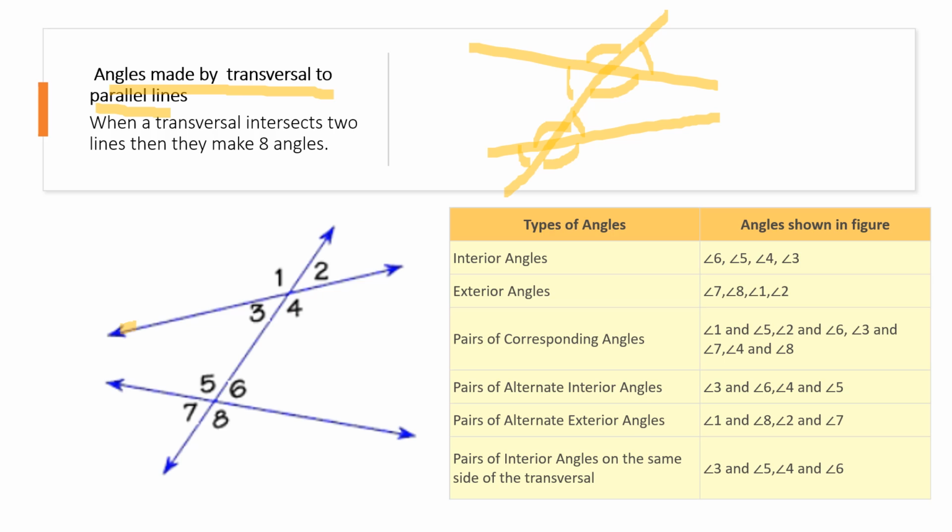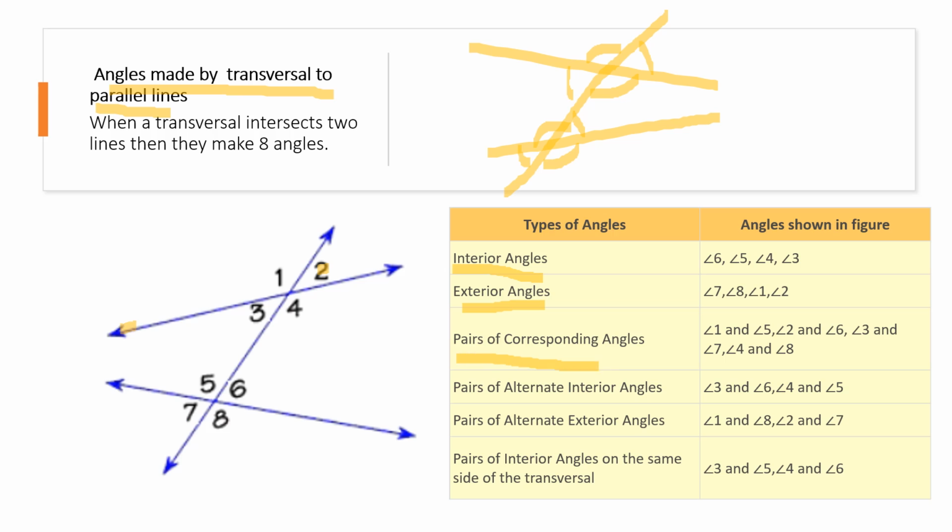Please look here. Now angles 6, 5, 4 and 3: as you can see they are all inside, so they are termed as interior angles. Clear? Same way your 1, 2, 7 and 8 will be exterior angles. Got the concept? What are interior angles and what are exterior angles? Fine.